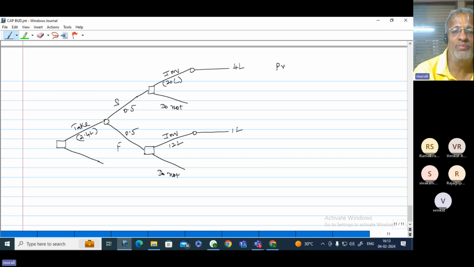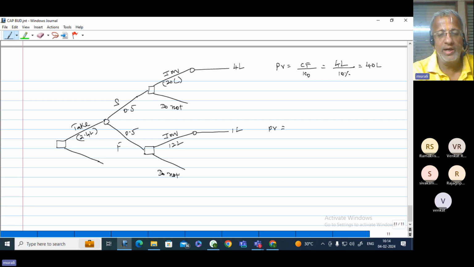What is the present value? Present value is equal to cash flow divided by cost of capital. So it is 4 lakhs divided by 10 percentage. So that is going to be 40 lakhs. In this particular case, the present value is similarly 1 lakh divided by 10 percentage. That is going to be 10 lakhs.